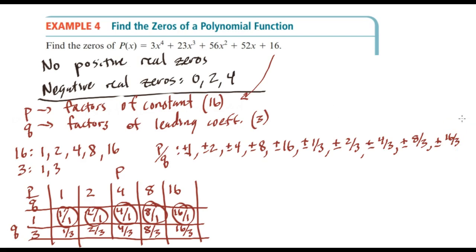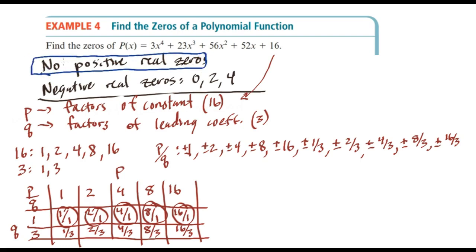Okay, but we're going to use the information we found from the last video to actually narrow down all the possible rational zeros. If we just had the rational zero theorem in this video, then we would be done. But we can actually narrow it down even more because we know that there are no positive real zeros. We determined that in the previous video.